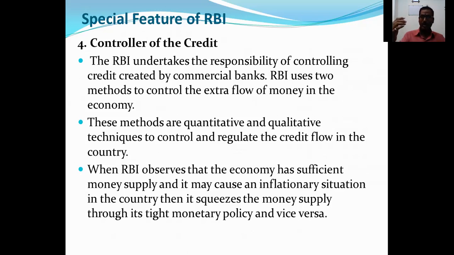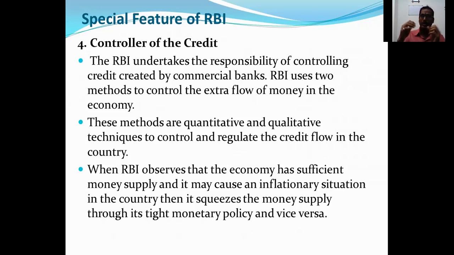So when RBI observes that the economy has sufficient money supply and it may cause an inflationary situation in the country, it squeezes the money supply through its tight monetary policy, and vice versa. In other words, usually in our household, whenever there is some crisis, someone seeks more money, or college or tuition fees are due, more money has to be channeled to that. So the budget of the household will be having issues. At that time, the head of the family who is taking charge, whether mother or father, has very strict control on expenses.